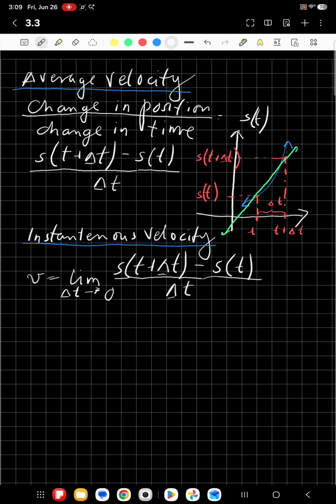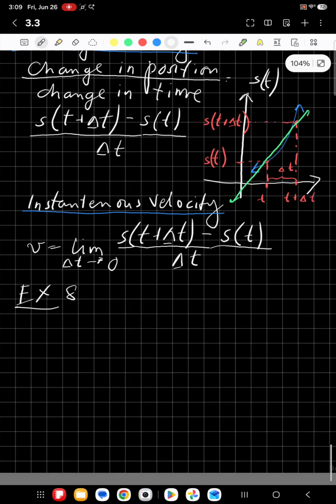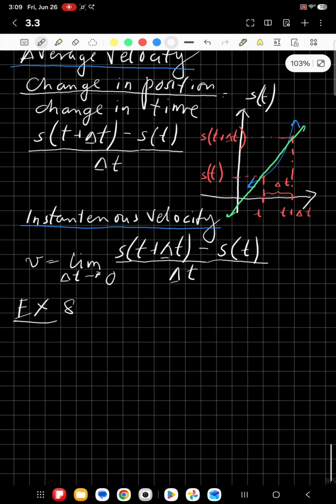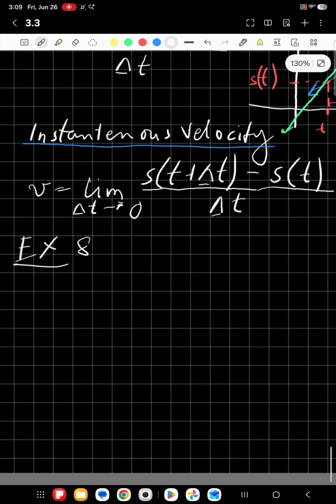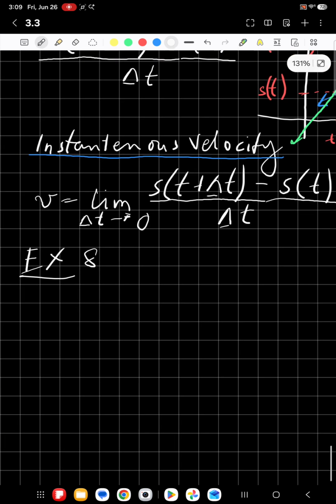Okay, so let's do an example that illustrates those concepts. I have in my notes example 8. Let's start with the picture. There's a diver, let me try to draw the diver. The diver is jumping off the board.